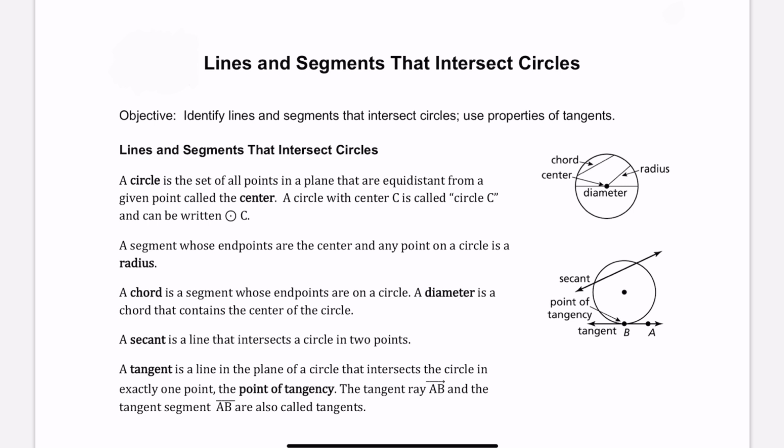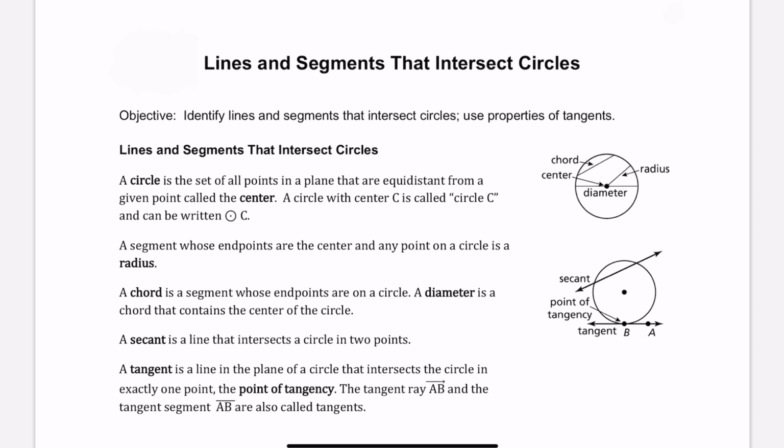A secant line is very similar to a chord, except it's going to go in both directions forever. So a secant line intersects a circle at 2 points, whereas a tangent line, this is very important, intersects the circle at only 1 point. This is called the point of tangency. So this point B would be the point of tangency.